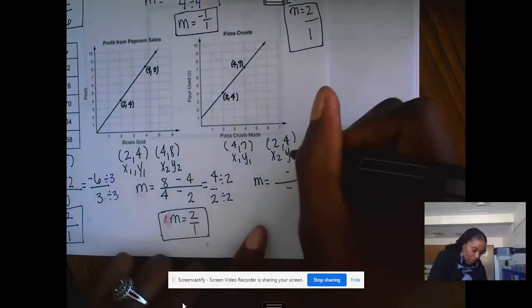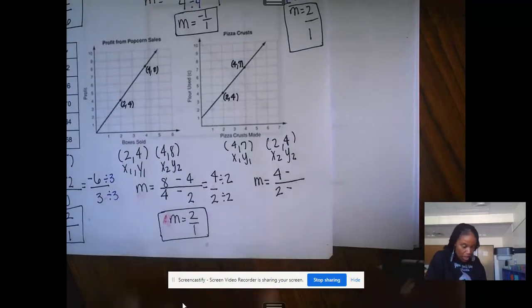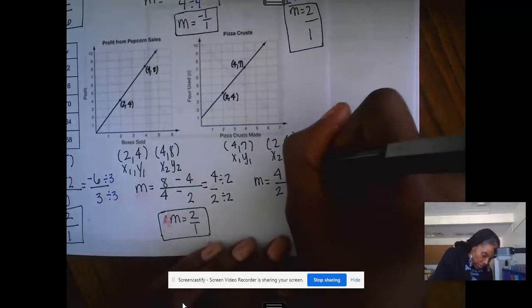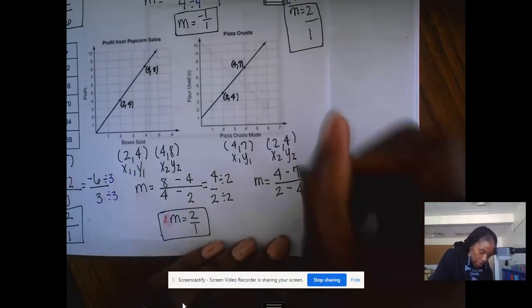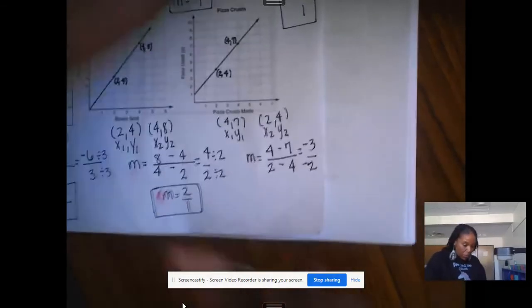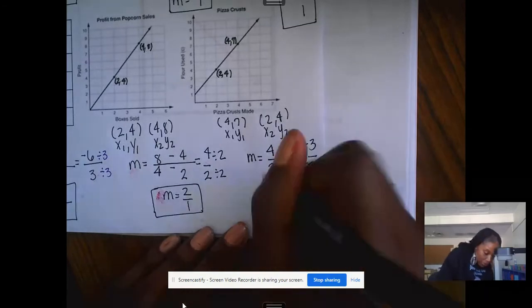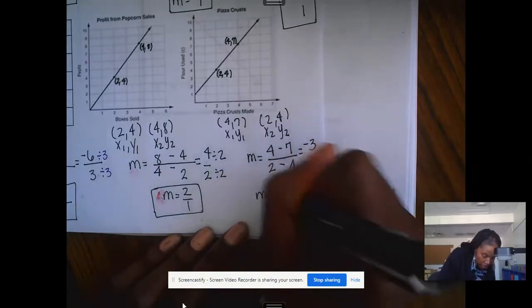And then I'm going to have 4 and 2, so y, and then 2, right? Y is on top. And then I'm going to follow that pattern, 7 and 4. And that ends up being -3 and -2. Sorry, a negative divided by a negative is a positive. It's supposed to be a -2. So negative divided by negative is a positive. You cannot simplify that anymore. So my m equals 3 divided by 2.